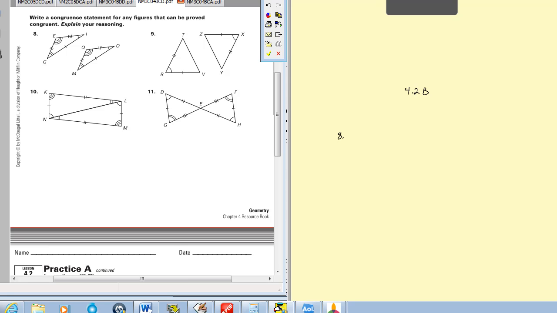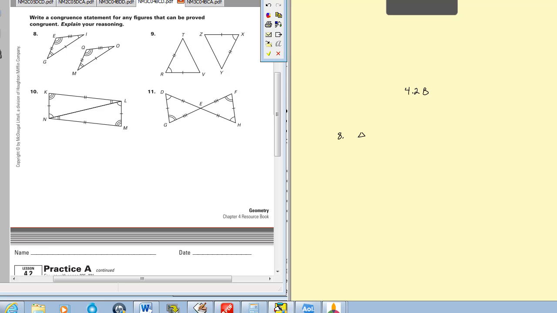Well, E equals Q, and G equals M, and I equals O, so all the angles are congruent. And you see that they both have 1, 2, and 3 slash marks on the sides, so all the sides are congruent. So these two triangles are the exact same size, exact same shape, and they are congruent. So let's write the congruent statement.